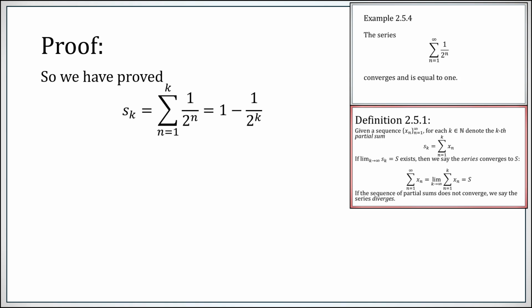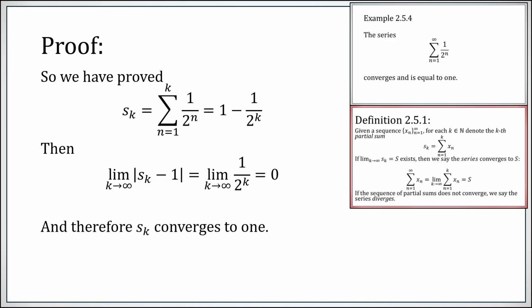So we've proven a nice formula for our partial sums. Well, according to definition 2.5.1, all we have to do now is take a limit. A pretty easy way to do this is to note that by subtracting the 1 over to the other side, we simply have the 1 over 2 to the k. If we're taking an absolute value, we can ignore the minus, and 1 over 2 to the k does go to 0. Therefore, since the absolute value of s_k minus 1 is converging to 0, s_k must be converging to 1. So according to definition 2.5.1, we finished the proof of example 2.5.4.